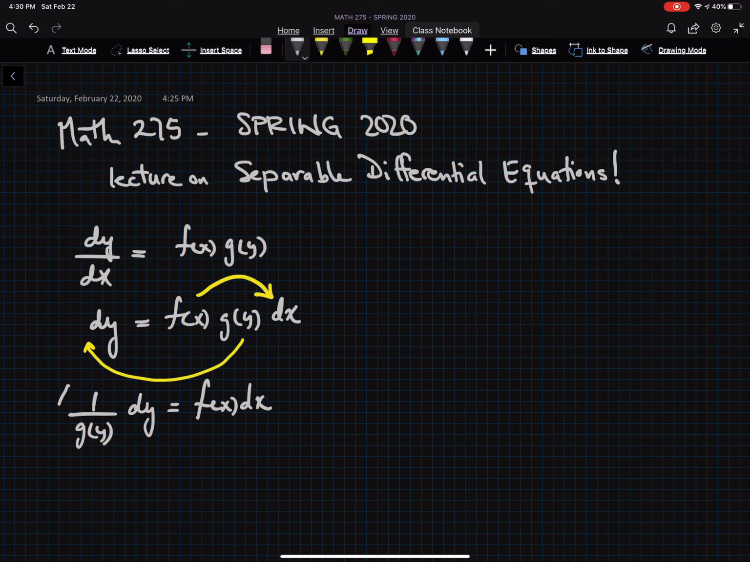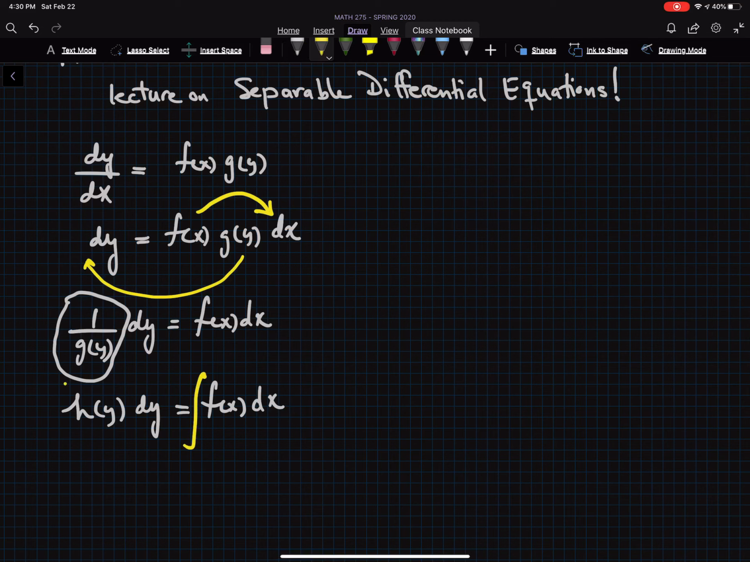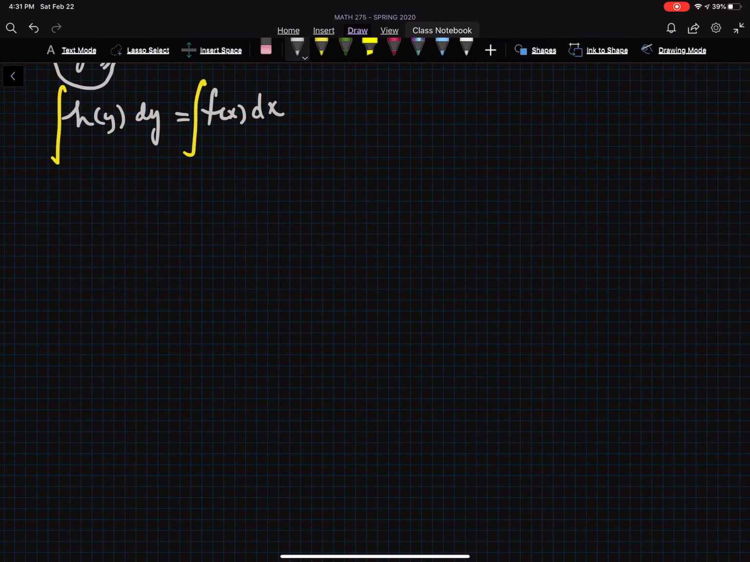And since you want to not have a 1 over function here, just at least for the looks of it, so it looks more comfortable to you, you could just change that to h of y dy equals f of x dx. And at this point, you clearly could integrate both sides and hence achieve a solution and solve for y of x. I'm going to give you some examples because the best way to see it would actually be to look at an example done. So I'm going to start with giving you the following example.